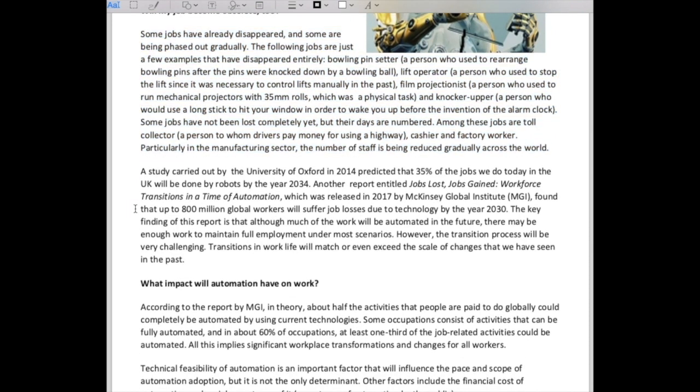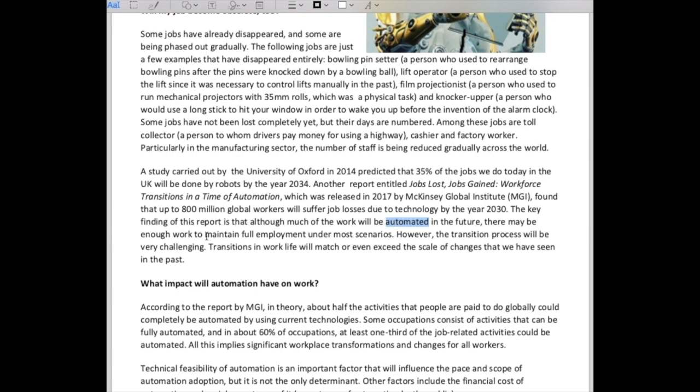Can you see McKinsey anywhere? Yes, it says here, McKinsey Global Institute. Very good. Can you see the word challenge anywhere? Challenging. That is an adjective, so it must be related to the part that we need. Okay, let's have a look. The key finding of this report is that although much of the work will be automated in the future, although, and then we have automated. As you can see, it's related to what we need to find.